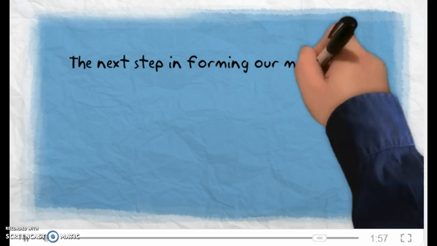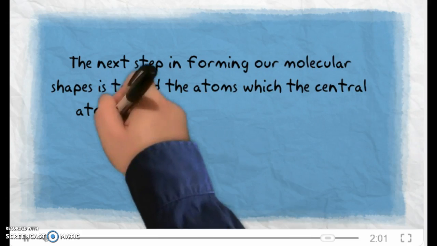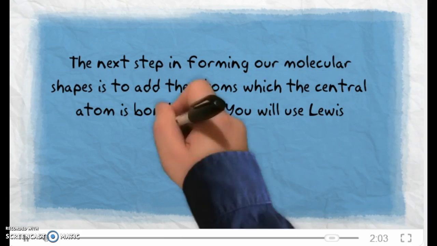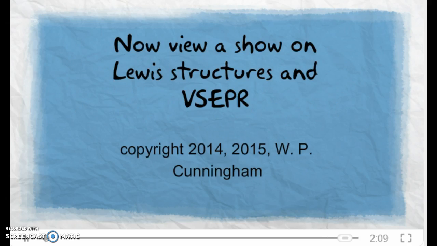Our next step in forming our molecular shapes is to add the atoms which the central atom is bonded to. You'll use Lewis structures as a start. Now let's view a show on Lewis structures and VSEPR.